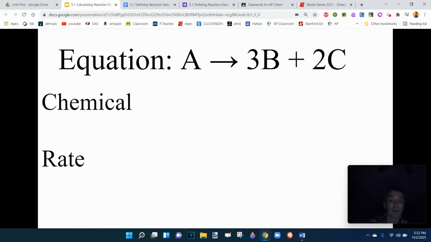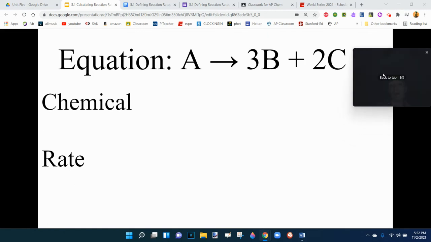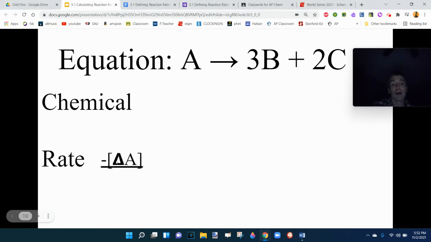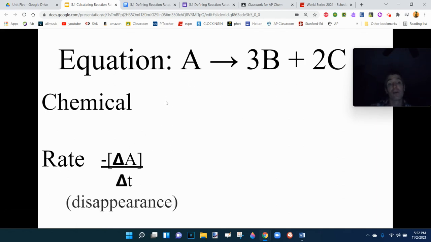All right, so here's an equation. It's got three chemicals in it. We've got A, B, and C. For chemical A, what's its rate going to be? Well, much like speed is distance over time, rates are going to be brackets with this delta, and that is the change in the concentration of A. Now I'm giving it a negative value because it's turning into the products. So its disappearance per unit time would be its rate, and it's negative. The reason it's negative is so that when we compare them, they're going to be equal.